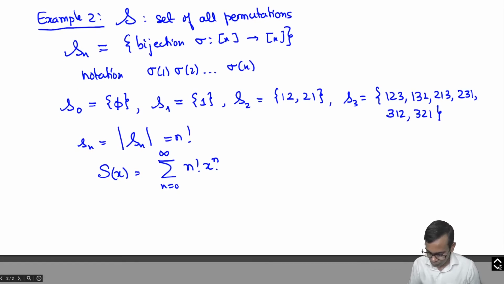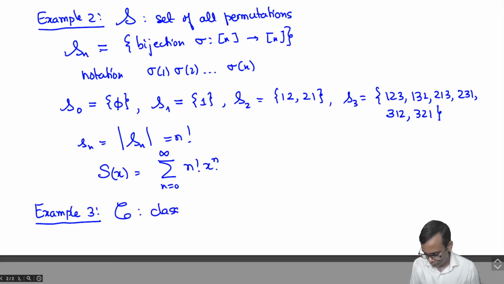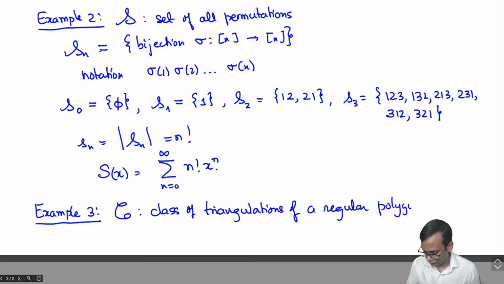And now let's come to a very interesting combinatorial class, which is the Catalan class, or rather the class of all triangulations. C is the class of triangulations of a regular polygon with n vertices.